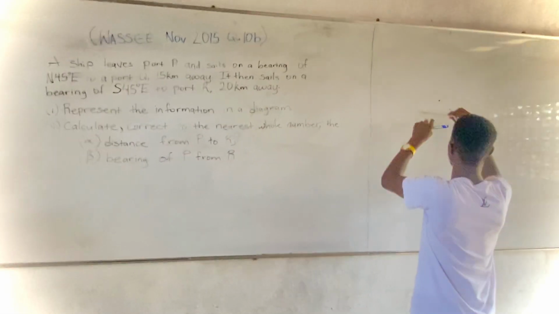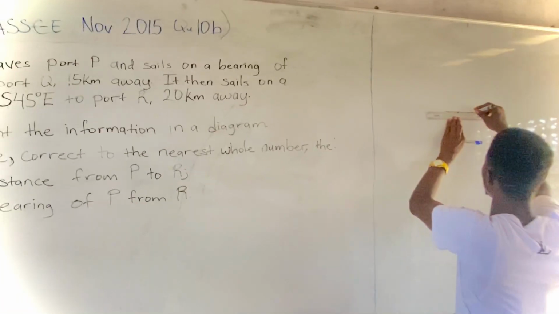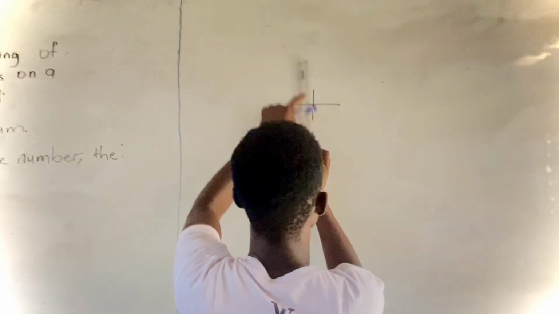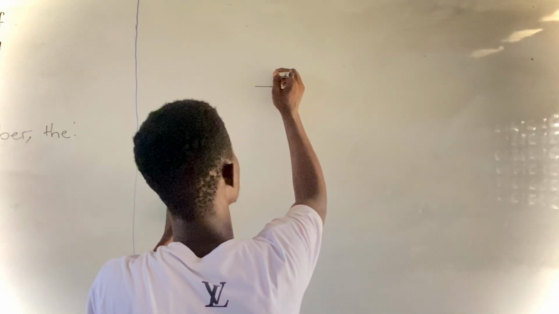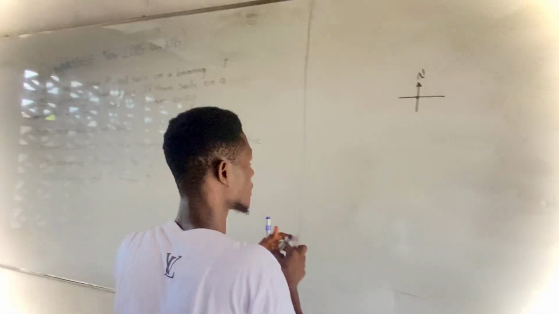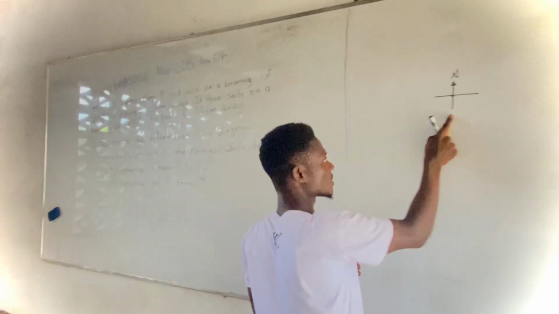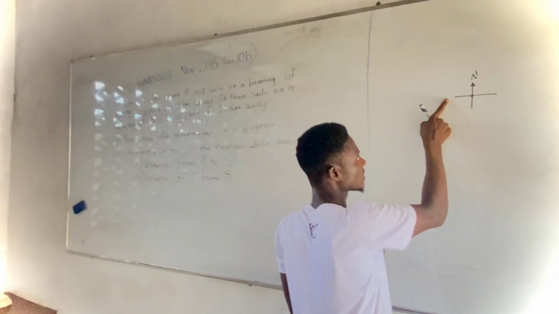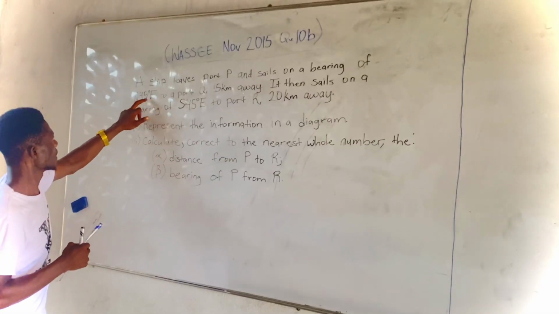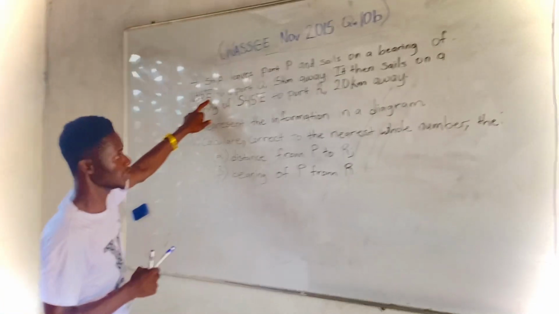The compass is the representation of the four cardinal points, which are north, south, east, and west. So you always indicate the north line. Now, this is the north line, this is the east line, this is the south line, and this is the west line. So this is saying 45 degrees north of east, meaning from north, measure 45 degrees towards east.